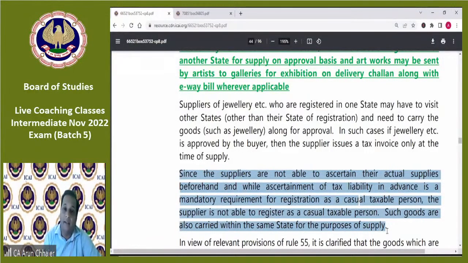He has to declare certain value, but that sale is not at all sure. It may be returned. It may be accepted after a certain period of time. So they are saying, yes, you can supply the goods on the basis of the delivery challan.